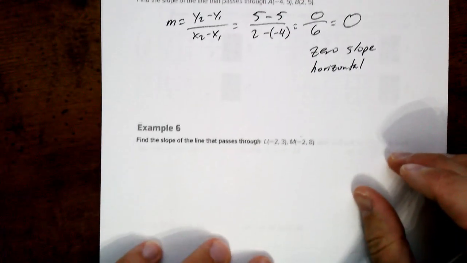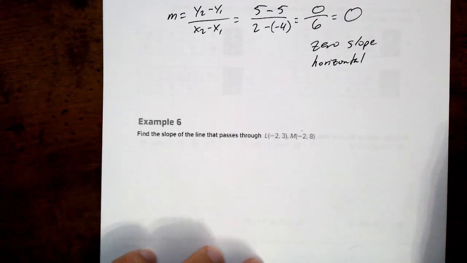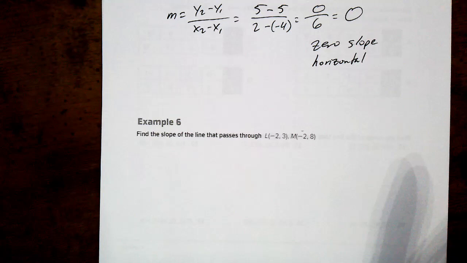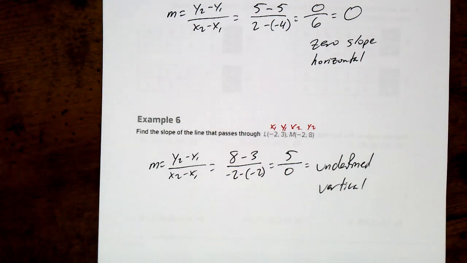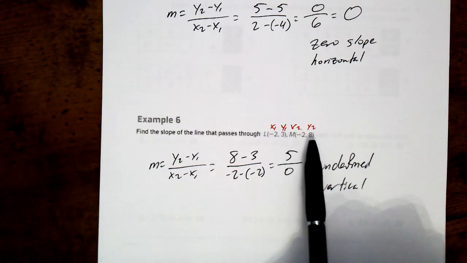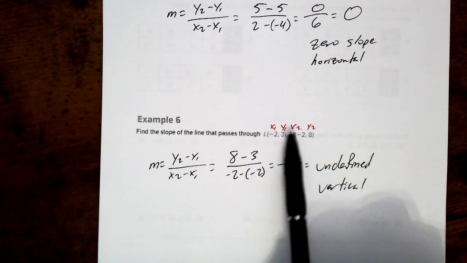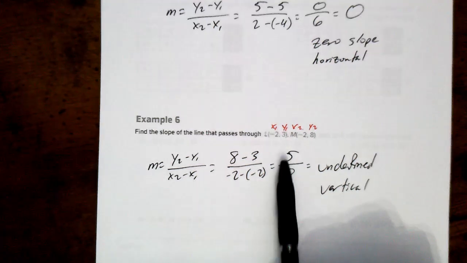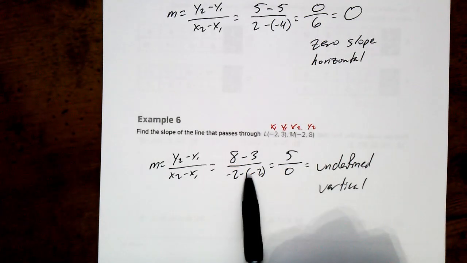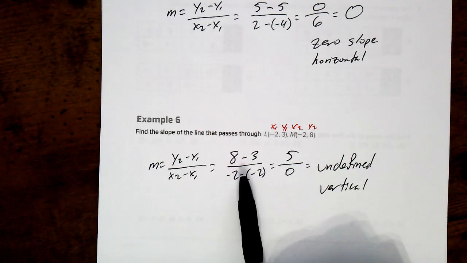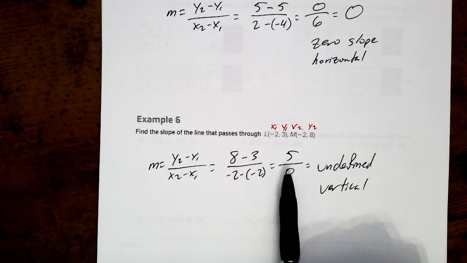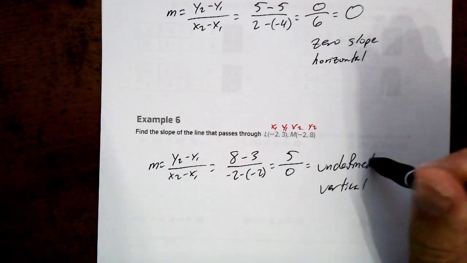I want you to try example 6 down here at the bottom. Pause it, see what you get. If you labeled your points correctly, you should have 8 minus 3 on top. You should have negative 2 minus negative 2 on the bottom. Subtracting a negative is the same as adding, so negative 2 plus 2 gives us 0. Anytime you have 0 on the bottom, you're going to go straight to undefined.